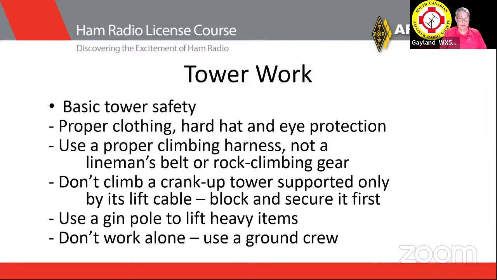If you're going to try and lift heavy items, use a gin pole, a block and tackle type thing. Make sure you use a ground crew and make sure they have their hard hats on.